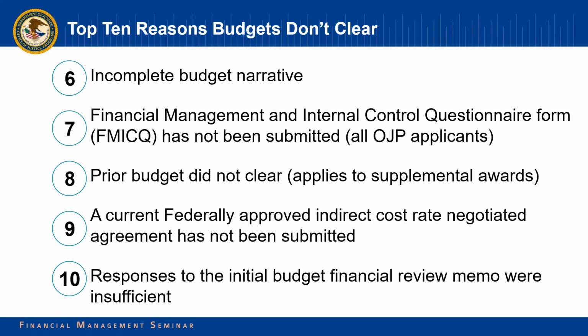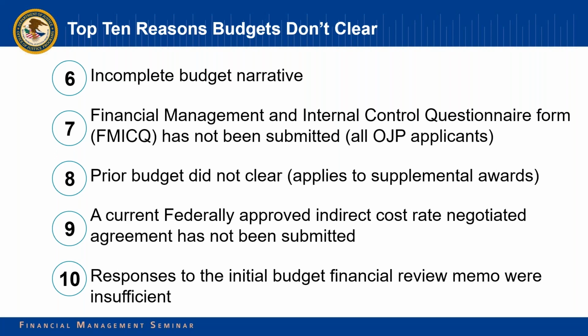A current federally approved indirect cost rate negotiated agreement has not been submitted. I just talked about that. If you are requesting indirect costs with your CTAS award, you want to make sure that you do attach a current approved indirect cost rate agreement with that. If you either don't include the agreement or if it's not current, then those costs that you have budgeted in the indirect cost category will be on hold.